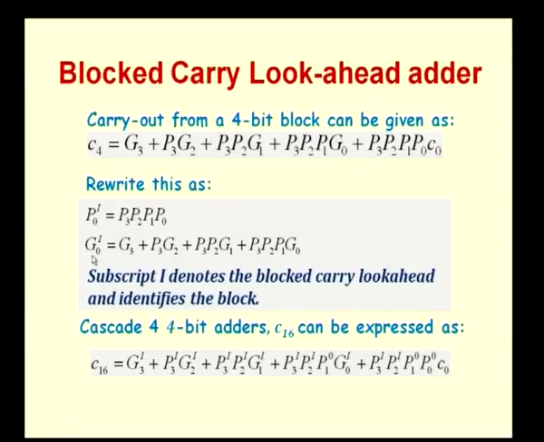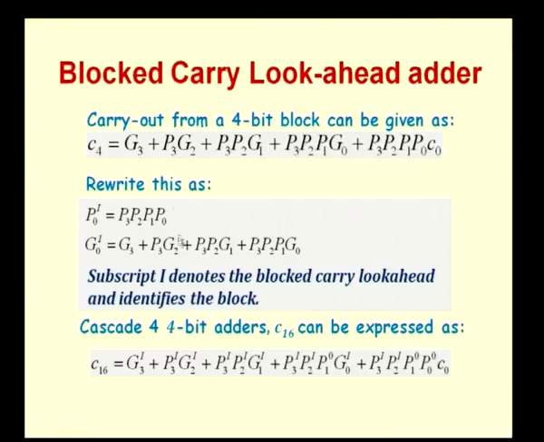And G0 of I will be the generate function coming out of this 4 bit block. So I will write it as G3 plus P3 G2 plus P3 P2 G1 plus P3 P2 P1 G0. That is, this whole thing becomes my G0 of I and P3 P2 P1 P0 becomes my P0 of I. So now you can look at your C4 as G0 of I, this whole term here, plus P0 of I into C0.